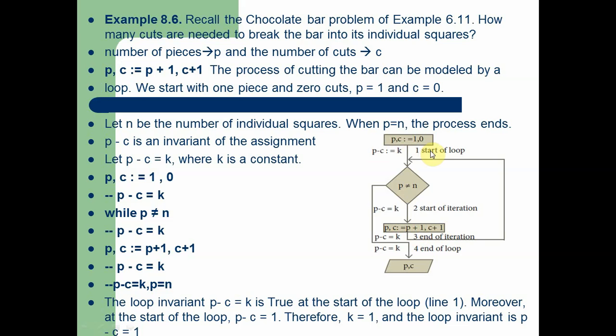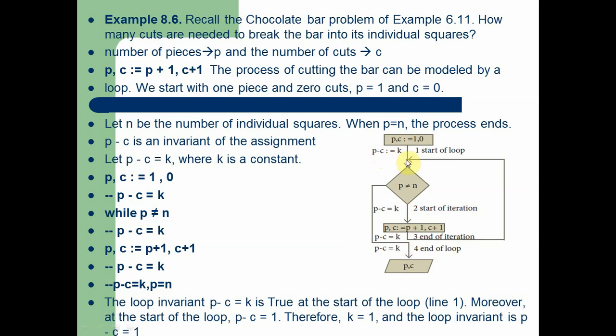Each and every time at this position, p minus c is k. That is, k is the constant number which remains constant at the 4 points. This is called the basic loop invariant condition. So p minus c is equal to k at each of the four statements, where this k value remains constant. Consider here: 1 minus 0 is 1.